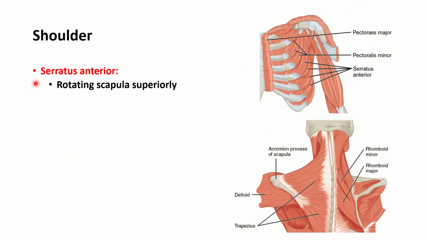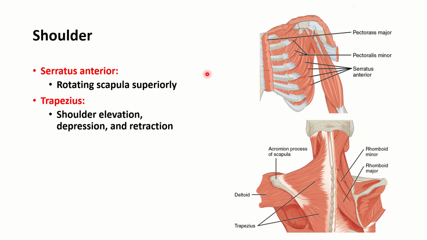Muscles that move the shoulder. One is the serratus anterior. The serratus anterior rotates the scapula superiorly. For example, when you want to raise your hand to ask a question, or to reach something on a shelf, the serratus anterior muscle rotates the scapula so you can reach that.